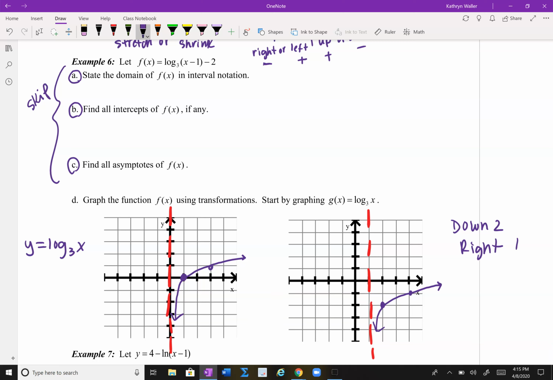Then look at this graph and go back and answer the questions. Find the domain. Go from the left to the right. It starts at a 1 and it goes on forever, but it doesn't touch the 1. So it's 1 with a parenthesis to infinity. Find all the intercepts. So you guys know I expect you to write x-intercept and y-intercept. So to find the x-intercept, you let y be 0. To find the y-intercept, let x be a 0.